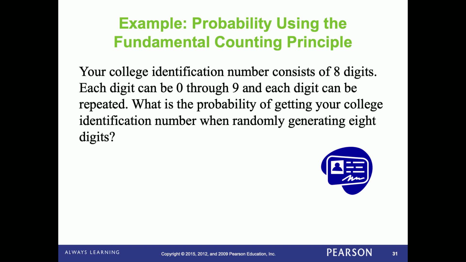Probability using the fundamental counting principle. Your college identification number consists of 8 digits. Your student ID has 8 digits. Each digit is 0 through 9, which means 0, 1, 2, 3, 4, 5, 6, 7, 8, 9, and each digit can be repeated. So you could have the number 0, 0, 0, 0, 0, 0, 0, 0. So what's the probability of getting exactly your college identification number when randomly generating 8 digits? How many different numbers are there?